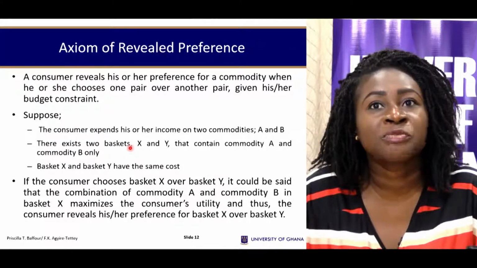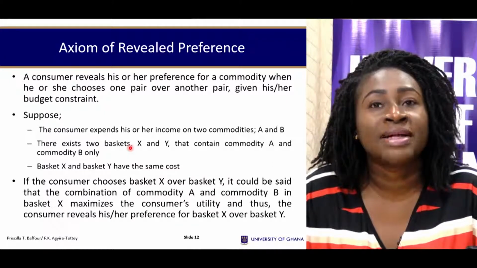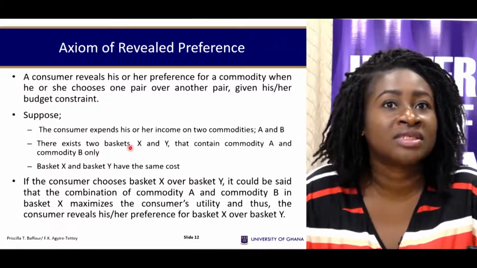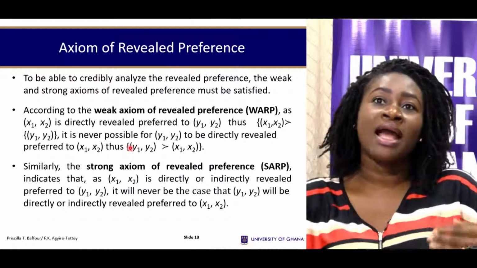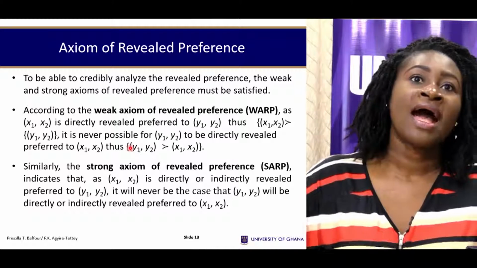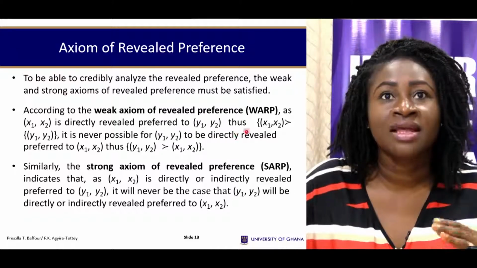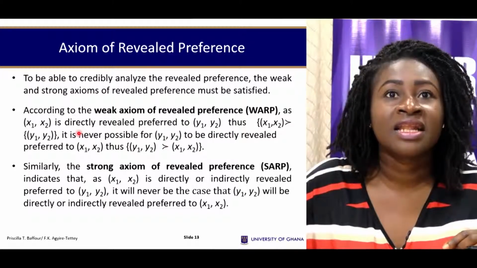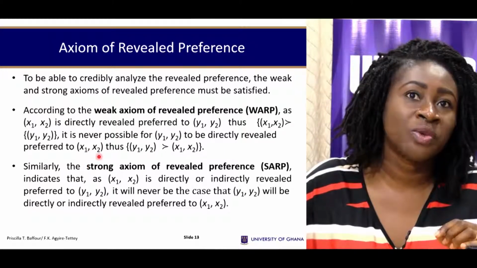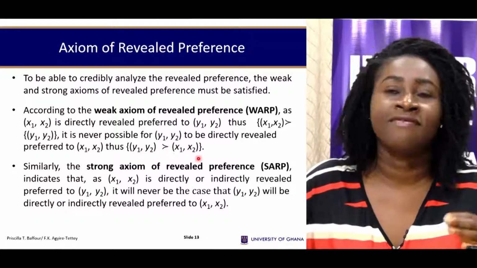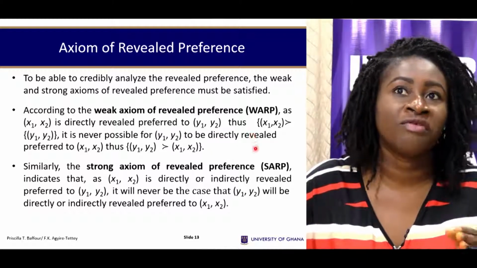If the consumer expends his or her income on two commodities, A and B, then there exist two bundles, X and Y, that contain commodities A and B, right? In the market basket of these goods, we want to look at the weak axiom of revealed preference. As (X1, X2) is directly revealed preferred to (Y1, Y2), then from this assumption it will never be possible for (Y1, Y2) to be directly revealed preferred to (X1, X2), right? It's just like if A is preferred to B, B will never be preferred to what? A. That is the weak axiom of revealed preference.